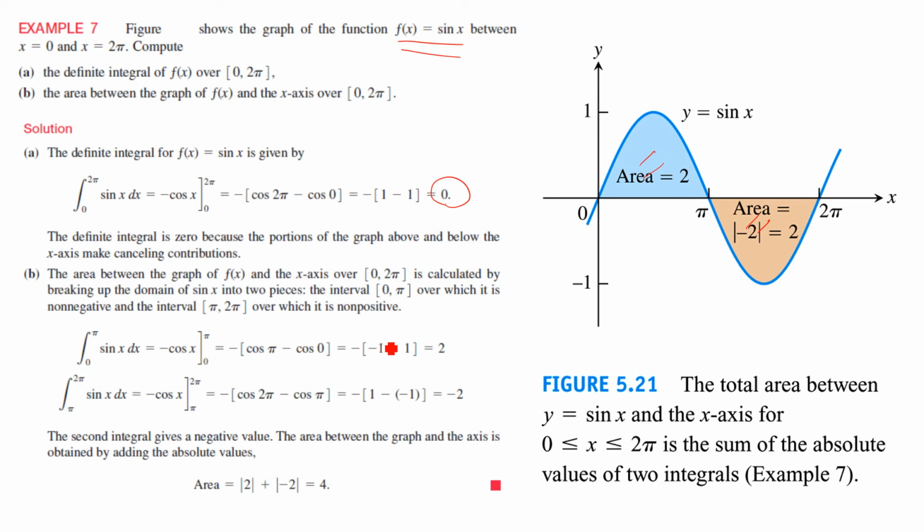So from 0 to π we have 2. Similarly, from π to 2π we again have 2, but with a negative sign. So the area here is 2 plus the absolute value of the negative, which is 2. The total area is 4. So this is how we are going to solve area problems.